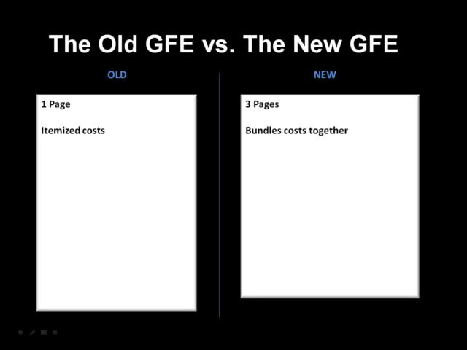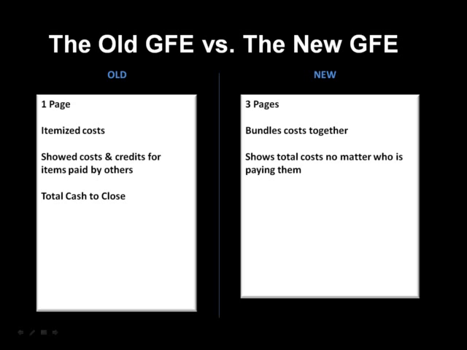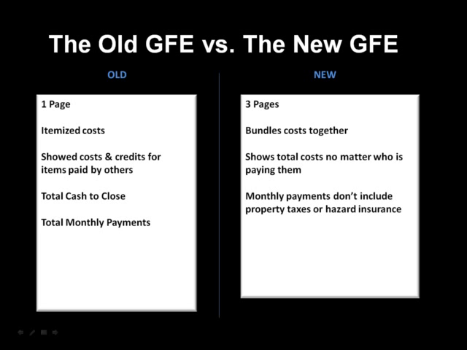The old good faith estimate showed the borrower's cost and also showed credits for the items that were going to be paid by others, lender credits, agent credits, or seller credits. It also showed them the total cash that they would need to bring into closing. The new GFE shows the total cost no matter who is paying for them and doesn't divide out any credits. Actually, it doesn't even show any credits. The old good faith estimate showed the borrowers what their total monthly payments would be, including property taxes and hazard insurance. The new good faith estimate shows the monthly payment, but does not include the taxes and insurance portions on it.